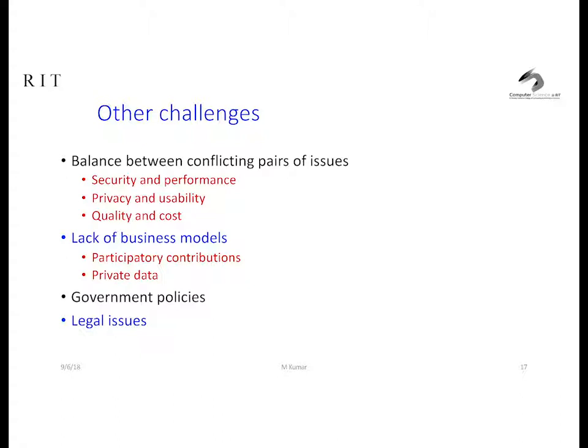So it will be important to balance between conflicting pairs of issues, for example, security and performance. You need to make a decision whether security is more important or whether I need to give the data or the result very fast. Privacy and usability. So these are all conflicting.